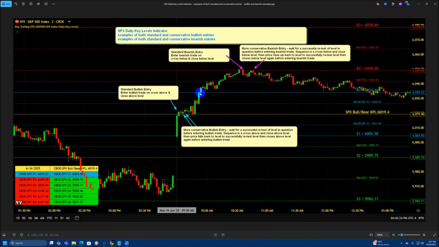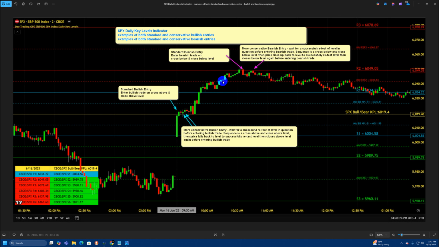If you instead, like the second point we're getting at, if you waited to take an entry off of the R1 level on this cross and close above, then your standard stop loss on that trade is the first midpoint below the R1 level, which is this mid BBKPL R1. And if you instead took the tight stop loss, then it would be the QL below the R1 level, which would be the midpoint between this level and this level, which again, on the new V2.0 indicator, those auto plot as well, the QL levels.